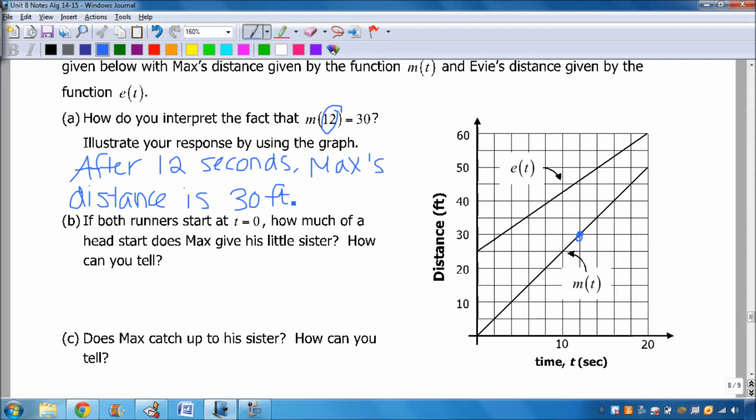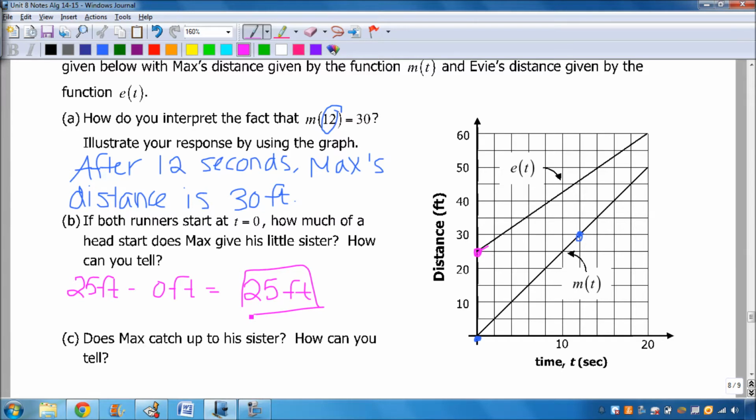All right, so now question B. If both runners start at time 0, how much of a head start does Max give his little sister? So Max at the beginning is at 0 feet, okay? But then if you look at his sister's graph, his sister right here is at 25 feet. So I would take his sister's distance, which is 25 feet, and subtract his distance, which is 0 feet, then you get 25 feet. Okay, and that's how you can tell.